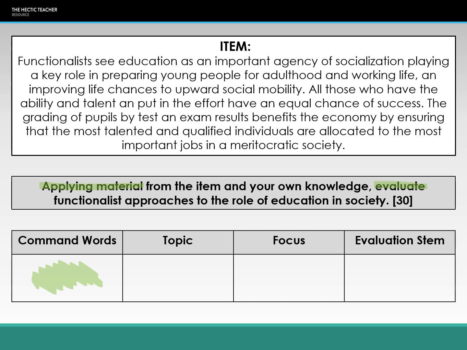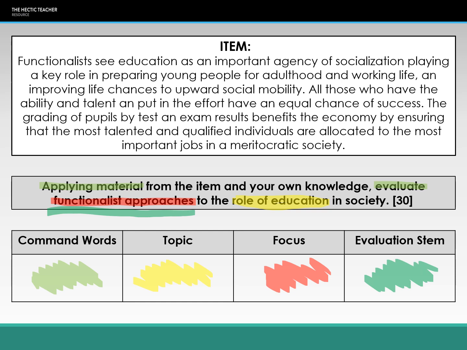Okay. The topic in this question, and let me change my colour, is the role of education. Okay, and that's what we were looking at just before Christmas. Our focus is functionalist approaches. Okay, and we know it is an argument essay because this question is asking us to evaluate functionalist approaches.